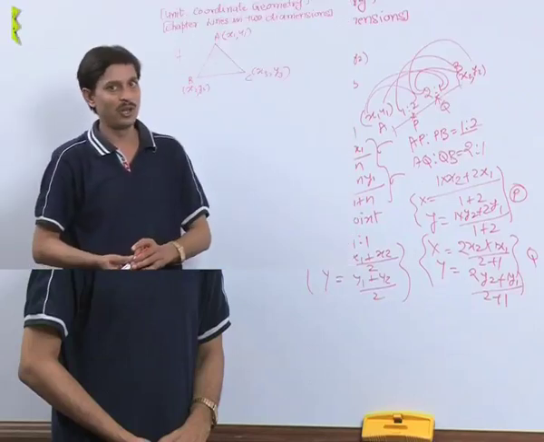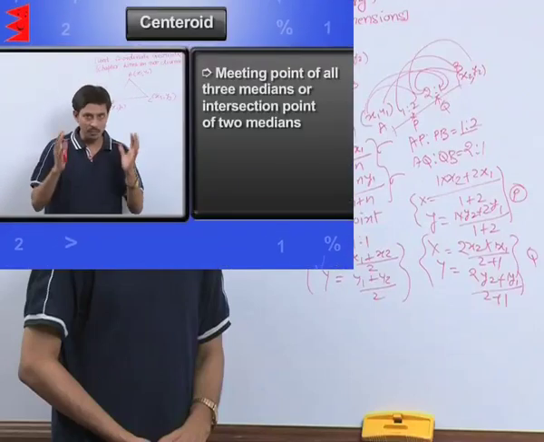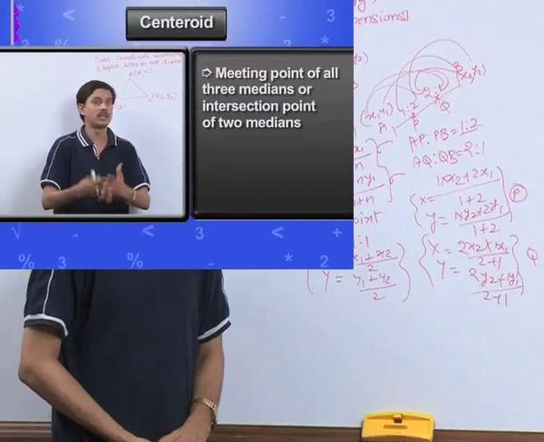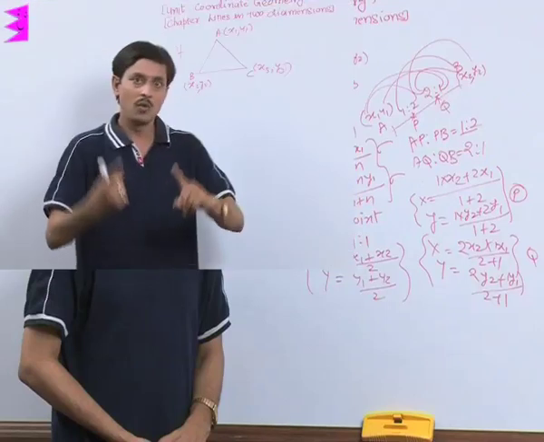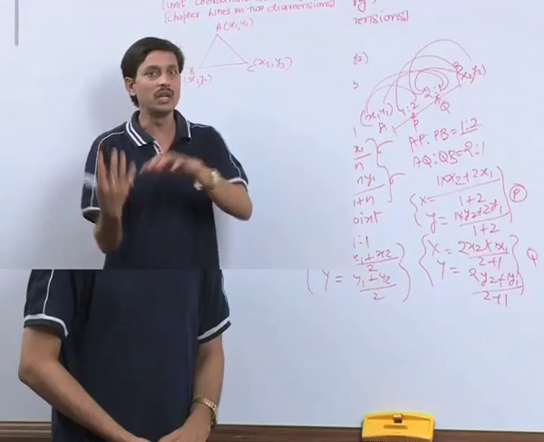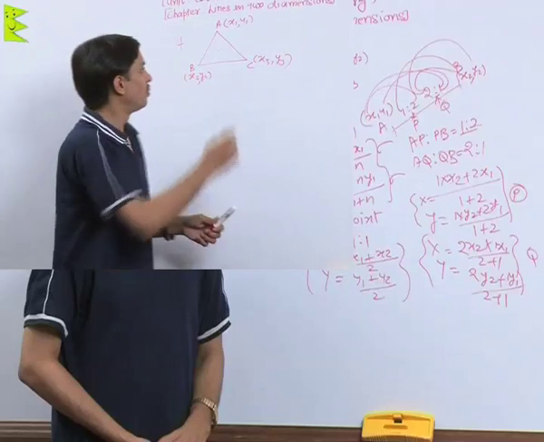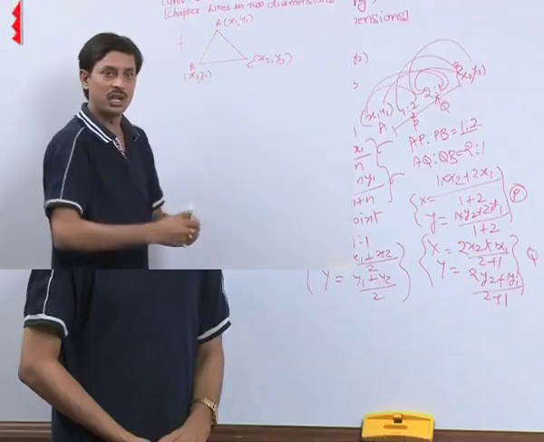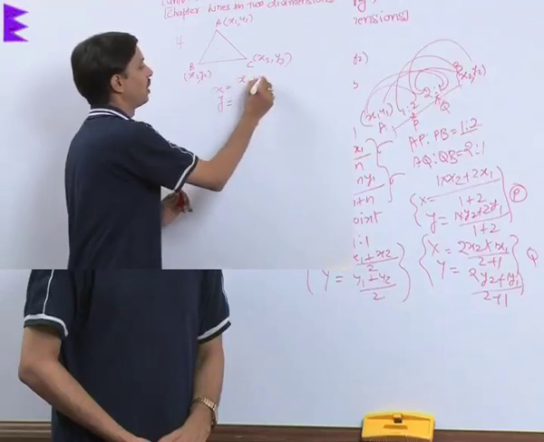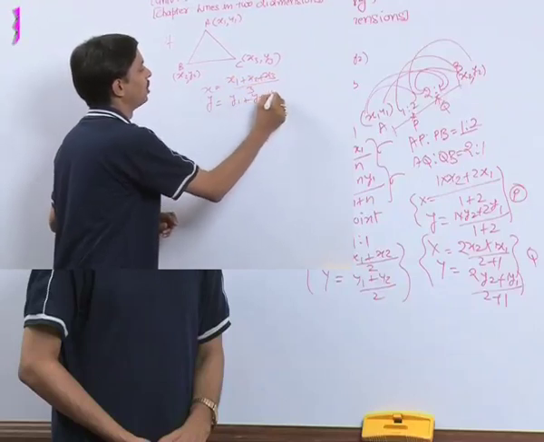So first of all, we must be aware what the centroid is. Centroid means the meeting point of all three medians, or you can say the intersection point of two medians, because whenever two medians intersect, the third median is bound to pass through that point. So prove that the centroid of this triangle in general is given by x and y. The coordinates of the centroid are x1 plus x2 plus x3 upon 3, y1 plus y2 plus y3 upon 3.